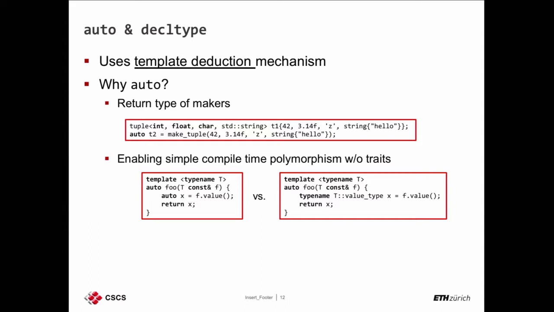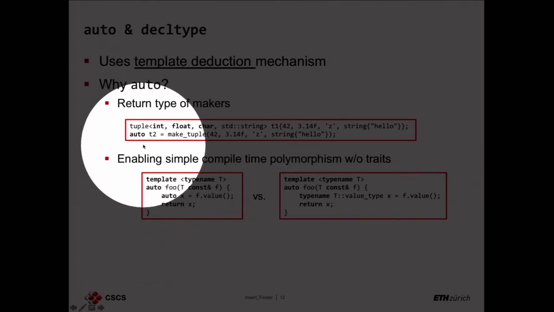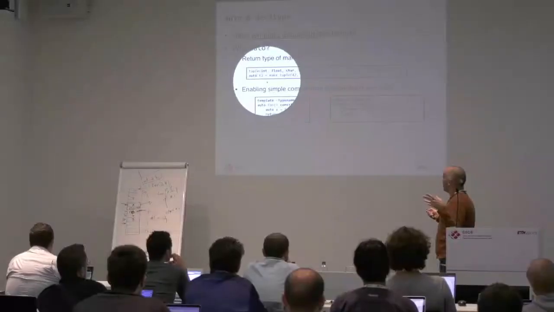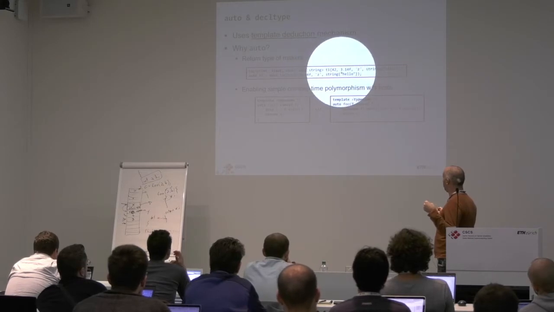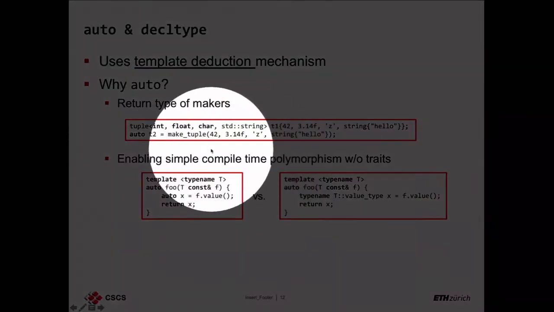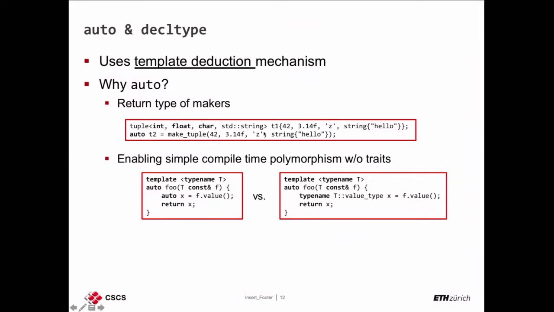So auto is used to really shorten many pieces of code that would otherwise become extremely tedious to write. There is, for instance, a tuple. You can define a tuple in C++11, which takes basically a sequence of values of different types. You have a tuple of int, float, char, and string, and you can instantiate it with 42, 3.14, z, and string hello. Right? But you see, there's a lot to type, and many times this typing can be very, very complicated, as we will see.